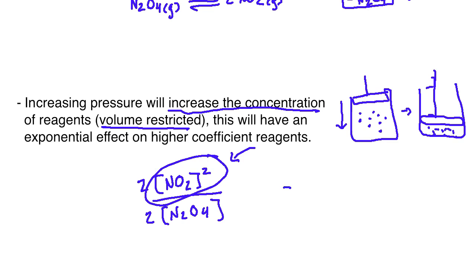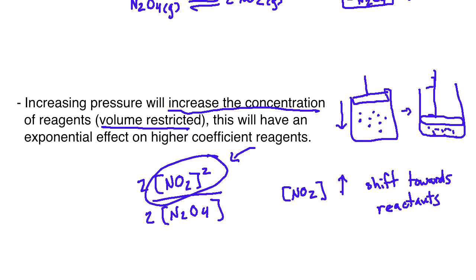We would see that the concentration of NO2 is going to see a greater increase than that of the N2O4, and so it's going to shift the equilibrium towards the reactants, right? So the N2O4 is on the reactant side.